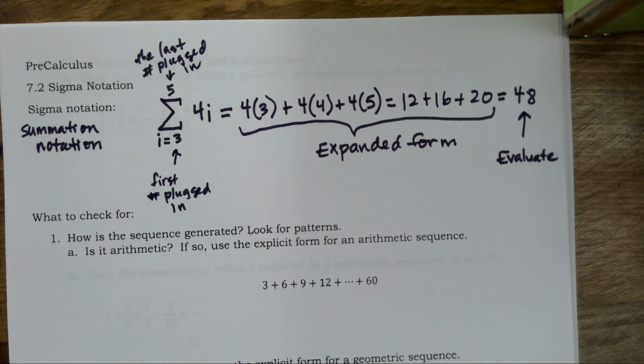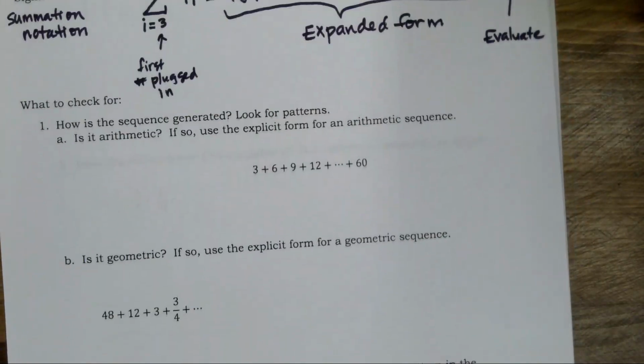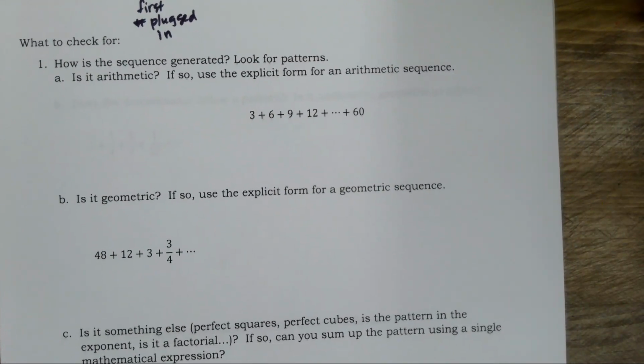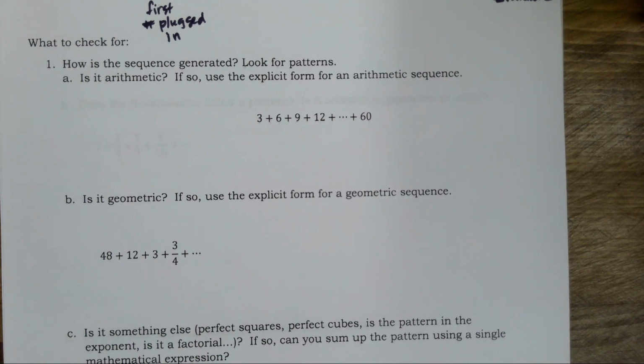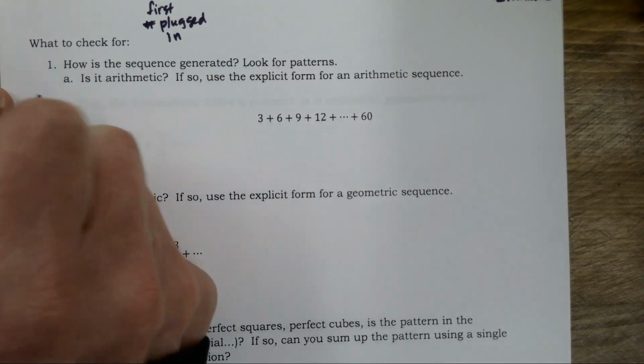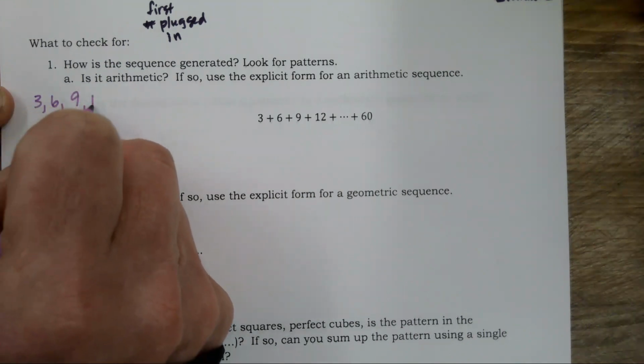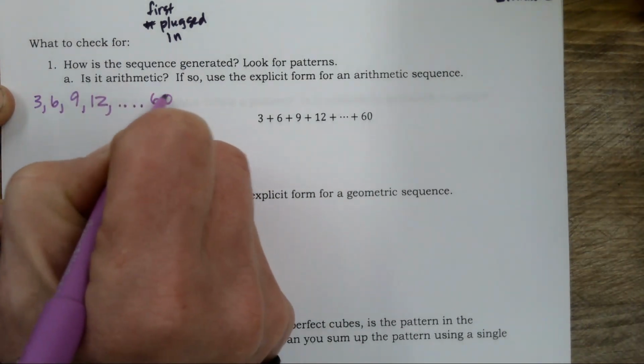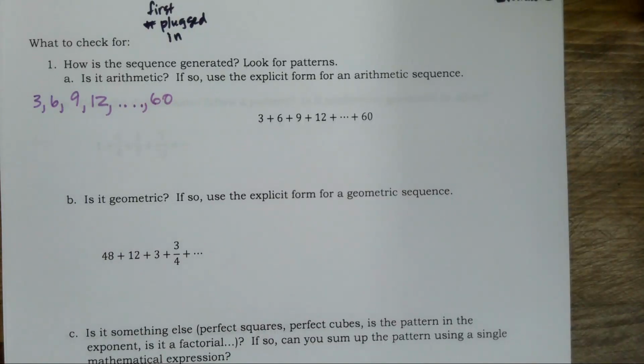So we're going to practice writing using sigma notation, and we already started that yesterday, but I'm going to push you to look for some different things that might happen. First of all, the very first thing you want to do when you are trying to write using sigma notation is check to see if it is a pattern or a sequence that we know. Is 3, 6, 9, 12, and so on, up to 60 a pattern that I recognize? It is.